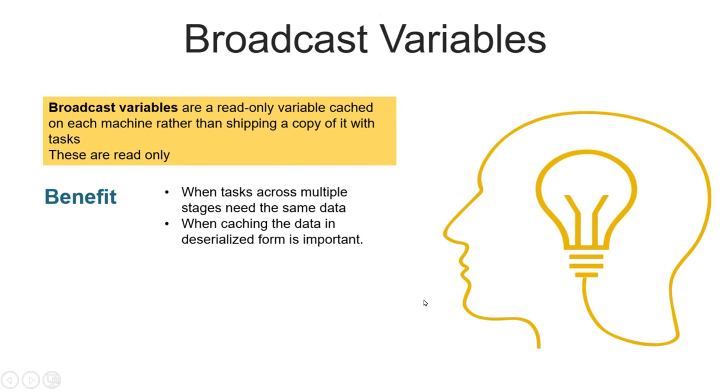It can be very helpful when there are tasks running across multiple stages and they need the same kind of data. How do you pass data between them? Then you use broadcast variables. You can also cache this data. It provides you the benefit of sending data that is common across the nodes.